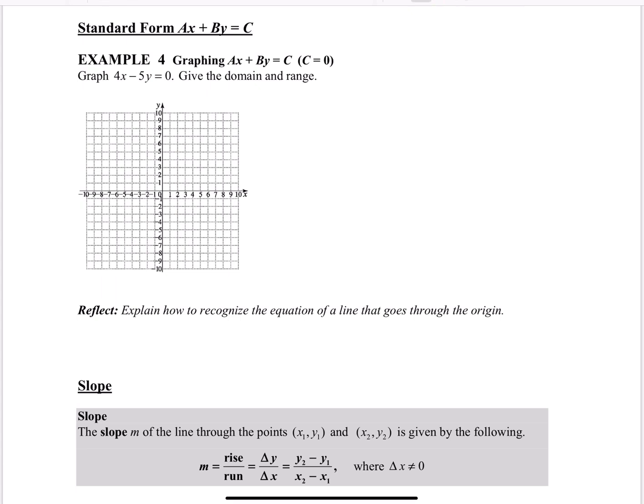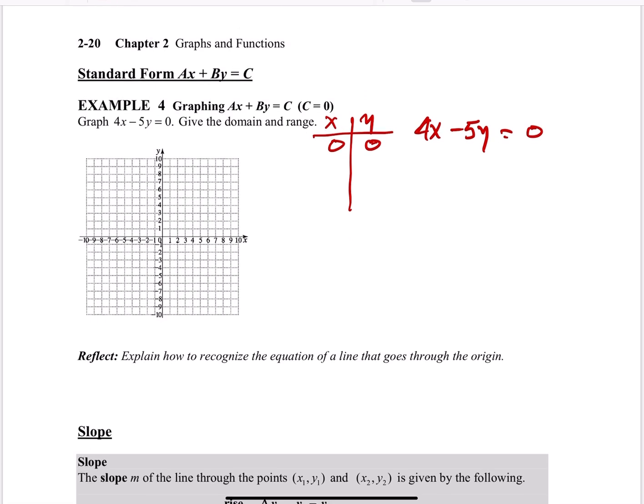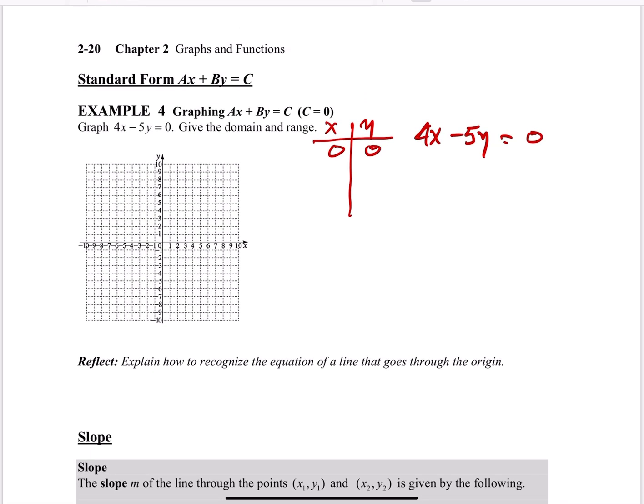Okay, let's check. You have 4x minus 5y is equal to 0. Let's graph this one. You have x here and you have y here. If x equals 0, you have y is equal to 0, of course. Now, what about if x is equal to 1, or maybe is equal to 5? If x is equal to 5, what should I get on y?